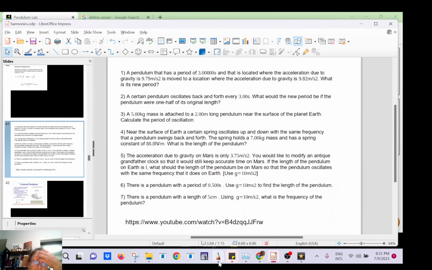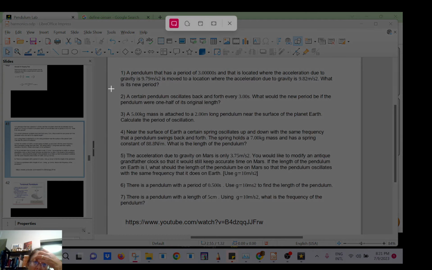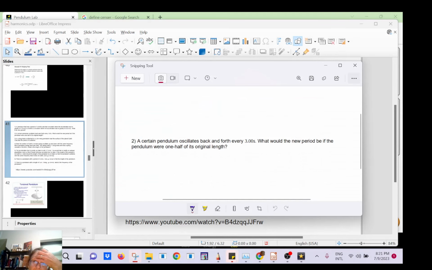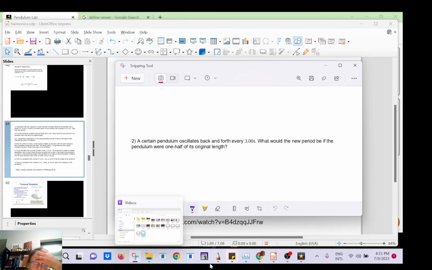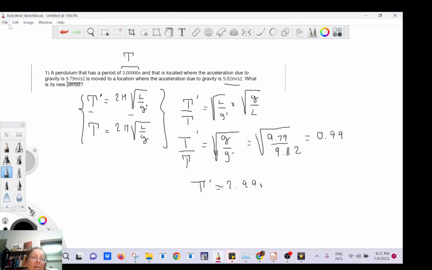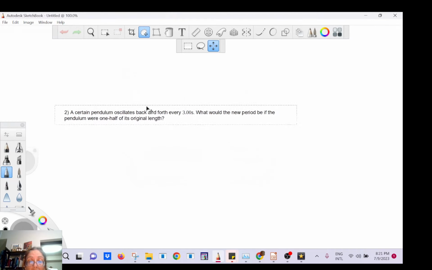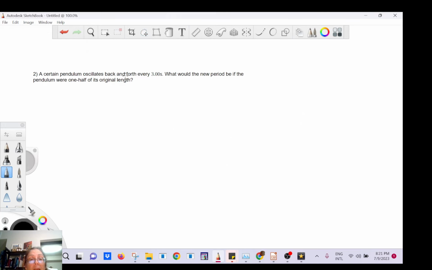So here again, pendulums are great for those kinds of conceptual questions. What happens if I do half the length? What happens if I do twice gravity? So it's good. It's a good training for problem solving.